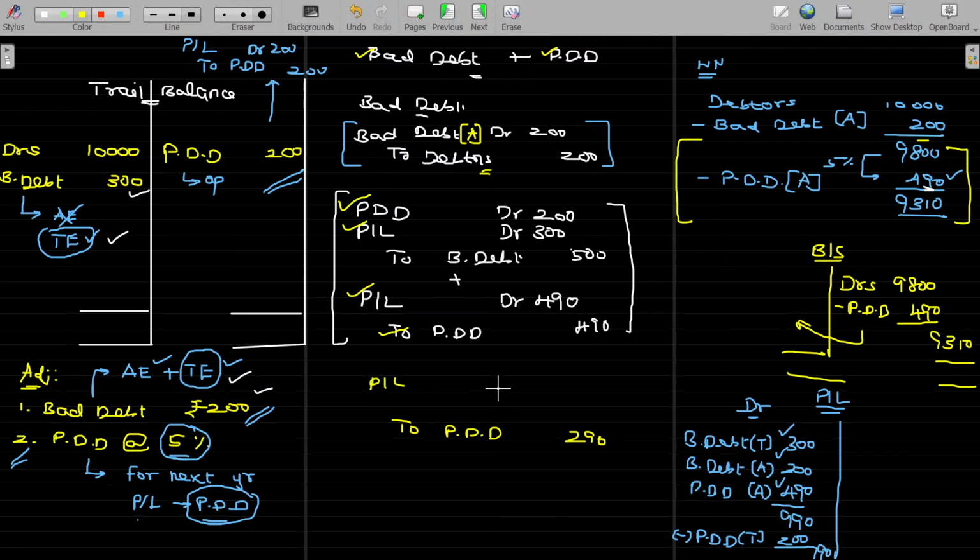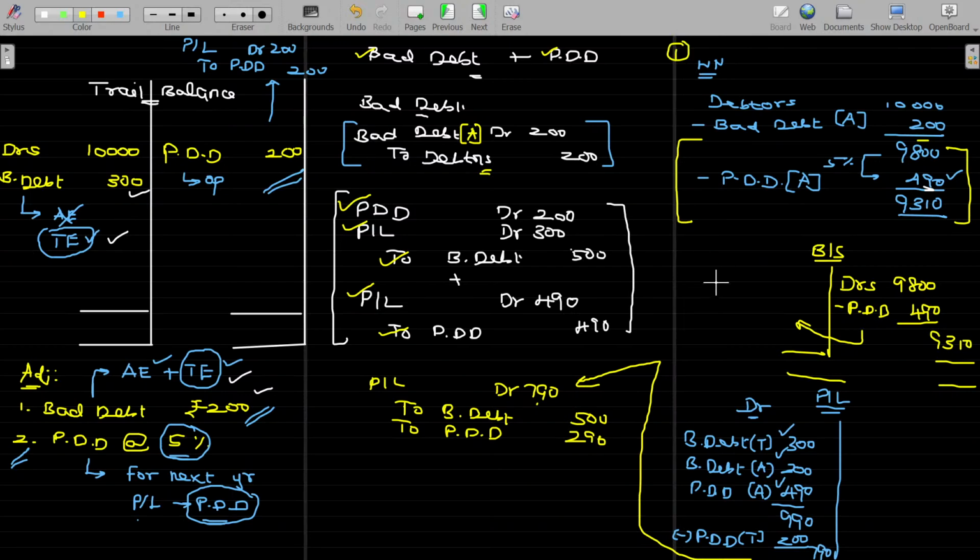So the P&L balance here being 790. And bad debt credit side, so to bad debt rupees 500. See the value what we debited in the P&L account is this 790. Ultimate amount to be debited in the P&L account is 790 by passing the entry like this, or simply you can keep these two adjustments in your mind.